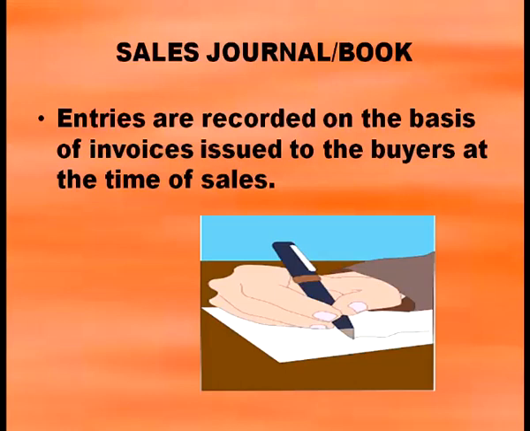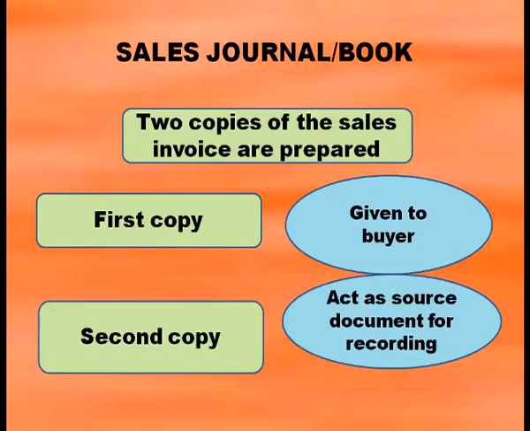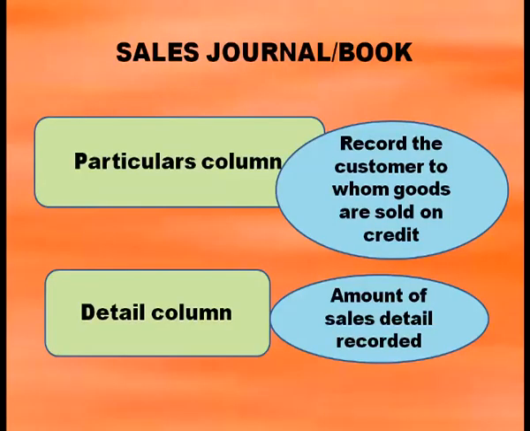Entries are recorded on the basis of invoices issued to the buyers at the time of sales. Two copies of the sales invoice are prepared. The first copy is given to the buyer and the second copy acts as a source document for recording. In the sales book, we have a particulars column where you have to record the name of the customer to whom goods are sold on credit.